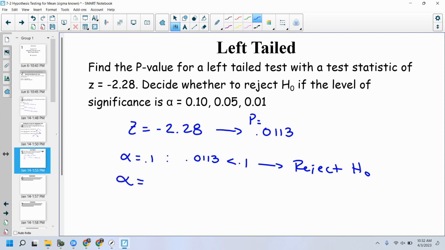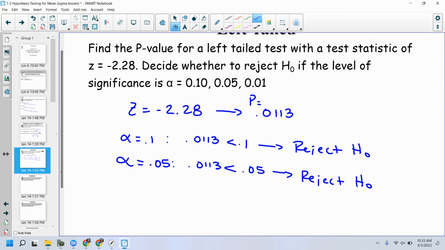Now if the level of significance drops, and I don't want to say drops, because you might be thinking it's a weaker statement. This is actually a stronger statement, right? Oh, sorry. Why did I make it 0.1? I meant to say 0.05. Is 0.0113 still less than that? Yes. So we're still rejecting the null at this point. The smaller you make your alpha, the stronger the statement is.